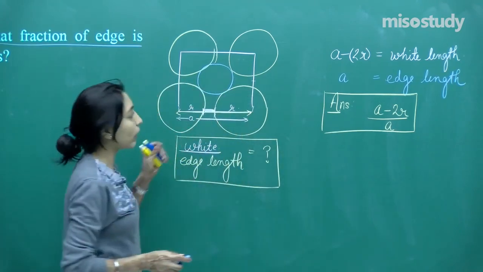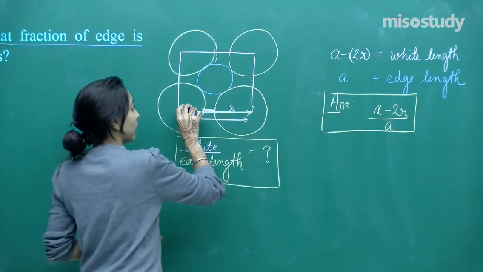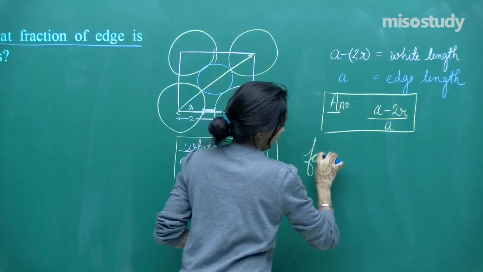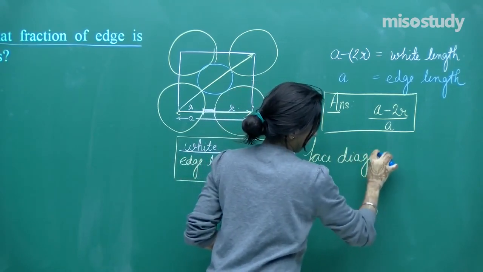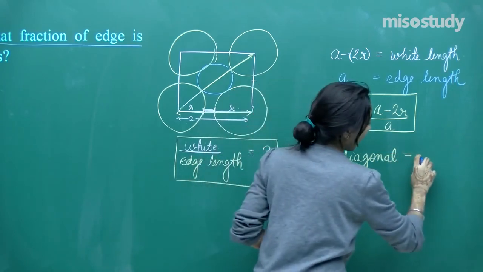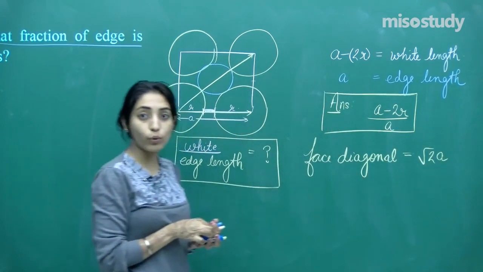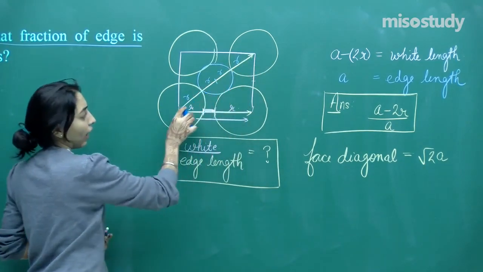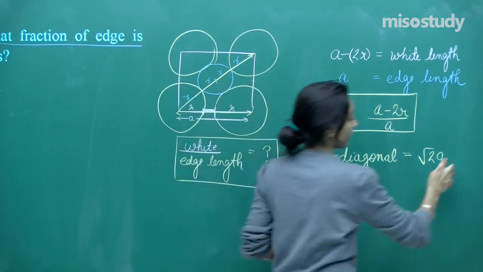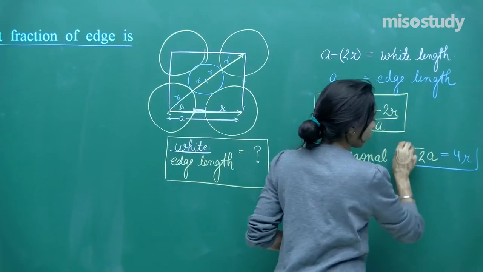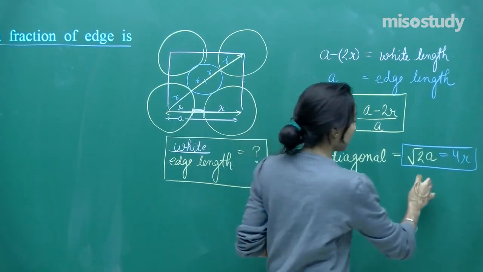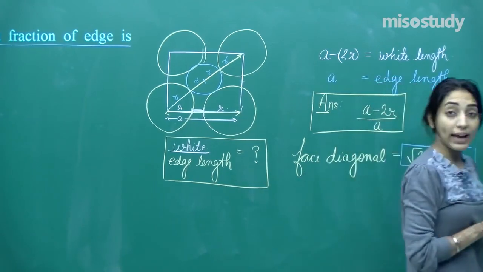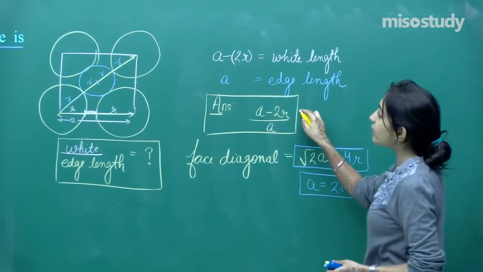So what can I say? Look at the figure again. This is root 2 A. This is what we have done now, the length of the face diagonal. So we know the length of the face diagonal will be equal to root 2 A, and root 2 A will be equal to what? R plus R plus R plus R, that is 4R. So root 2 A is equal to 4R. So this is one relationship between A and R, and I can simply say A is equal to 2 root 2 R.